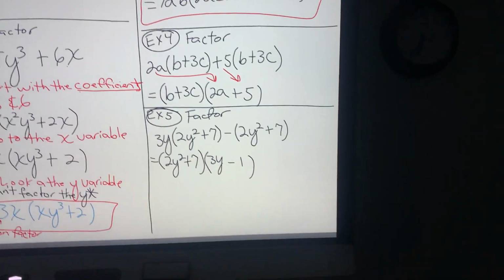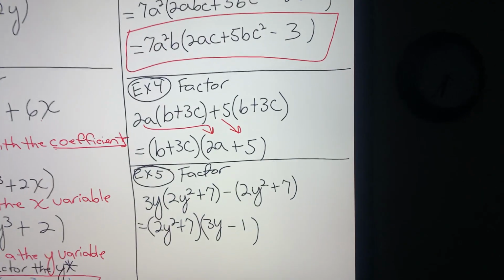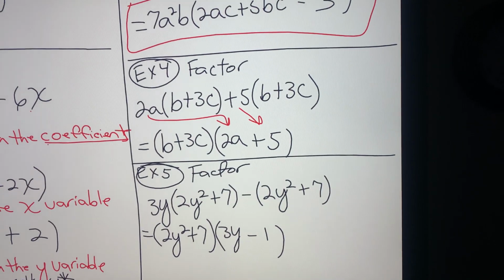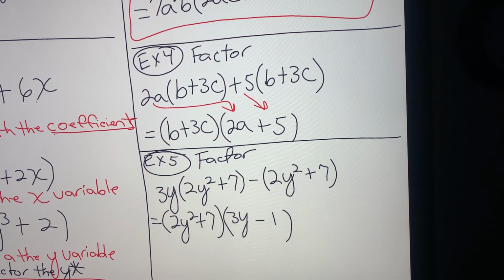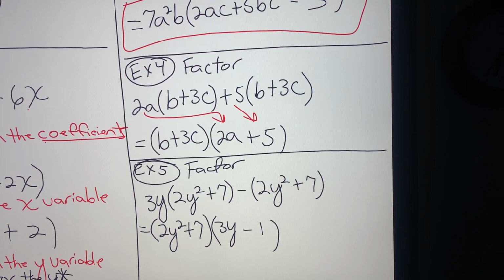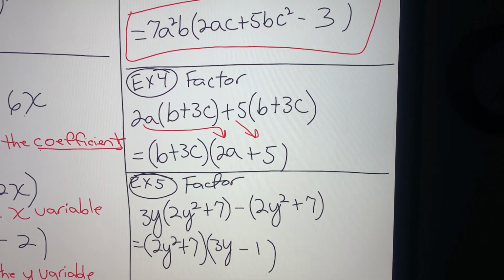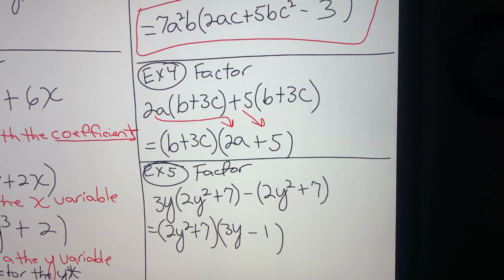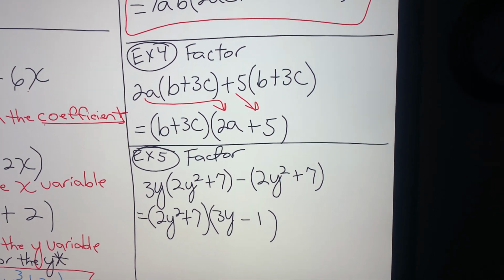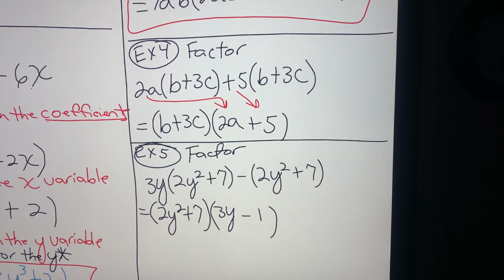In the fourth example, we have the common factor of b plus 3c in both of the terms. So we factor out b plus 3c, and then we open up another set of parentheses to multiply whatever was on the outside of the b plus 3c of both. So inside of that is going to be the 2a and then the plus 5.